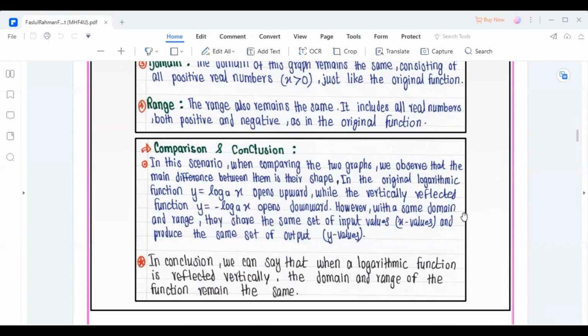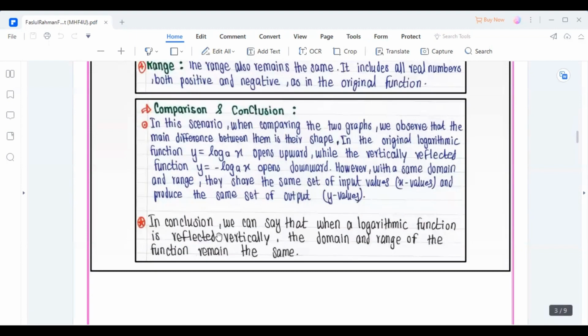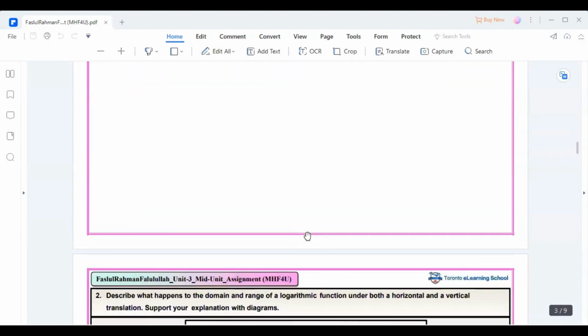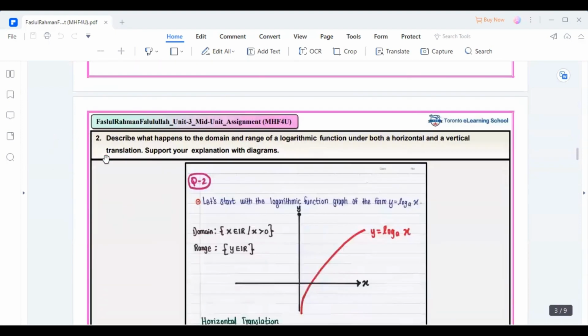However, with the same domain and range, they share the same set of input values, which is the x values, and produce the same set of output values, which is the y values. Therefore, in conclusion, we can say that when a logarithmic function is reflected vertically, the domain and range of the function remain the same. So we discussed question number 1. Let's move on to question number 2.